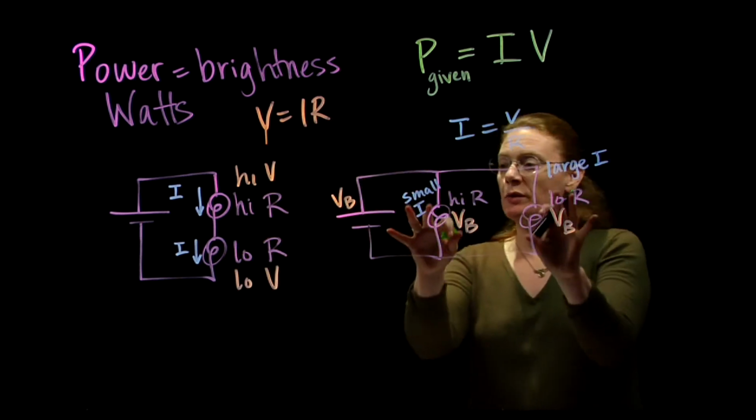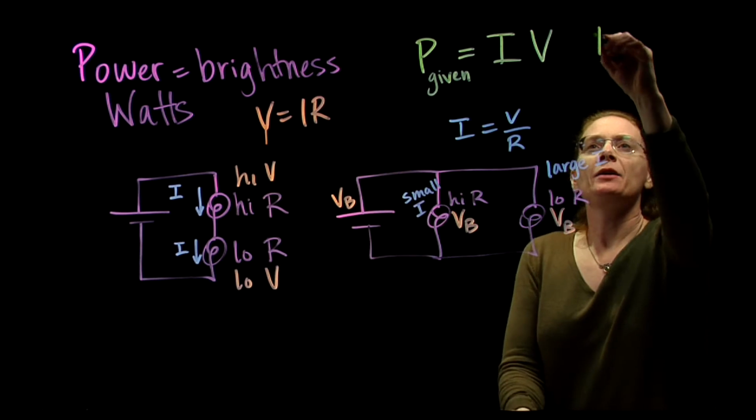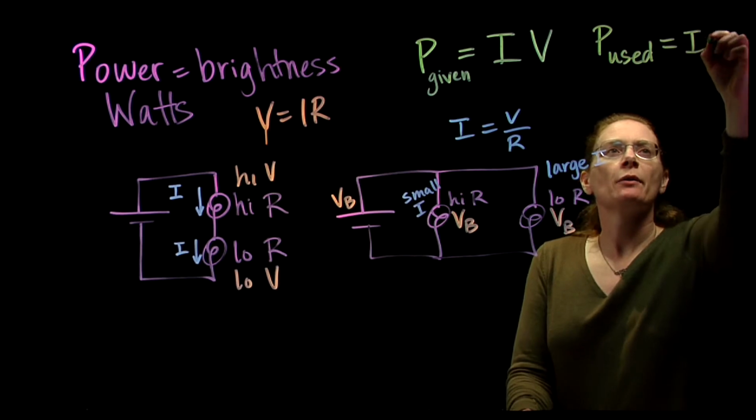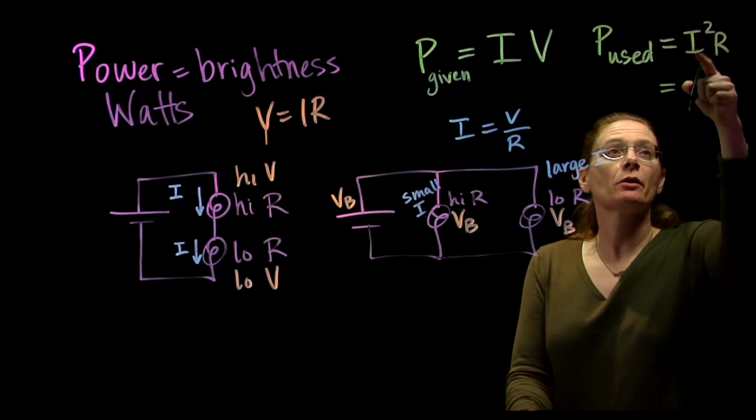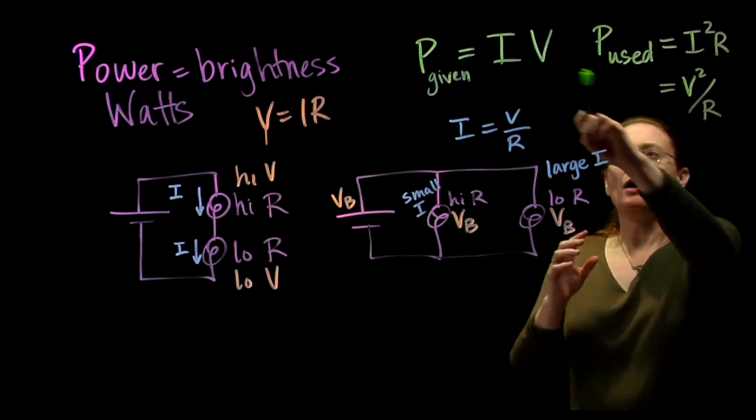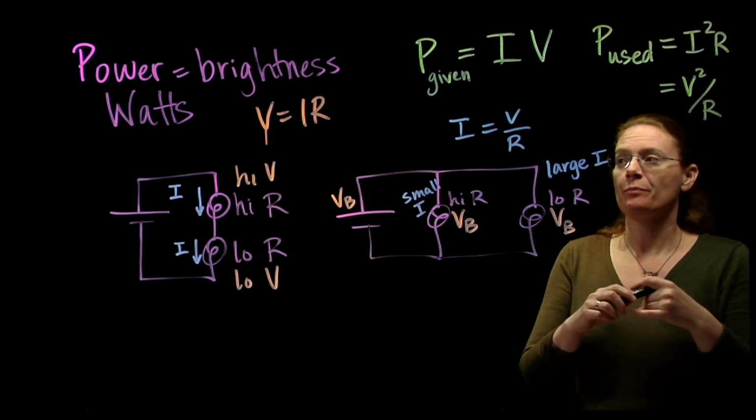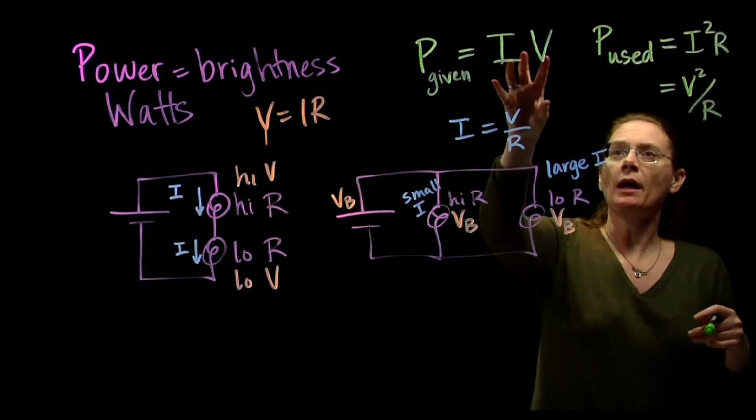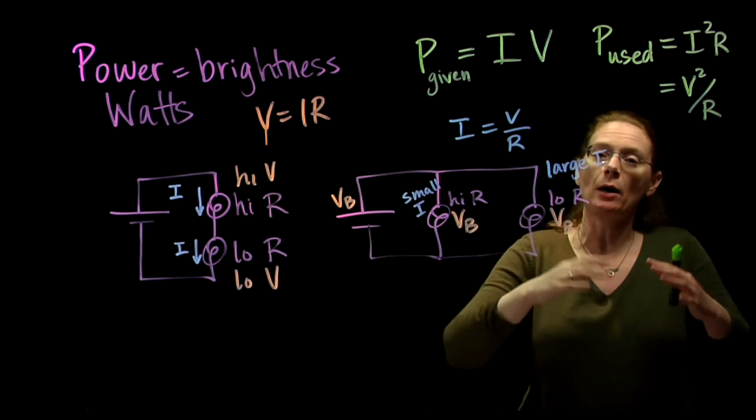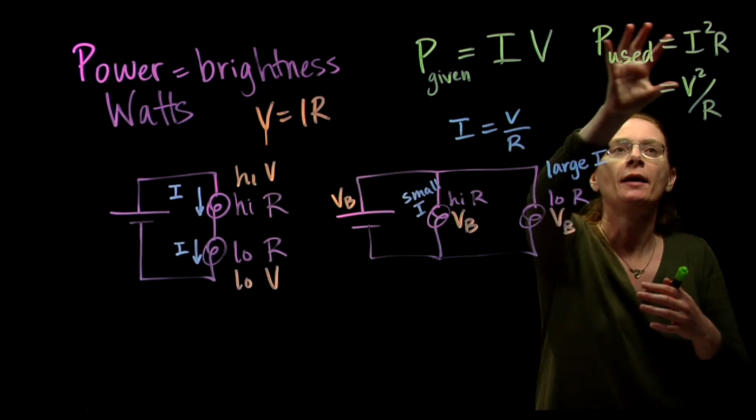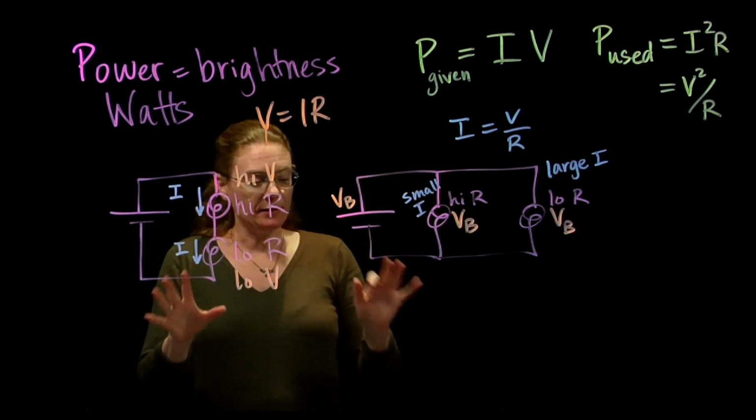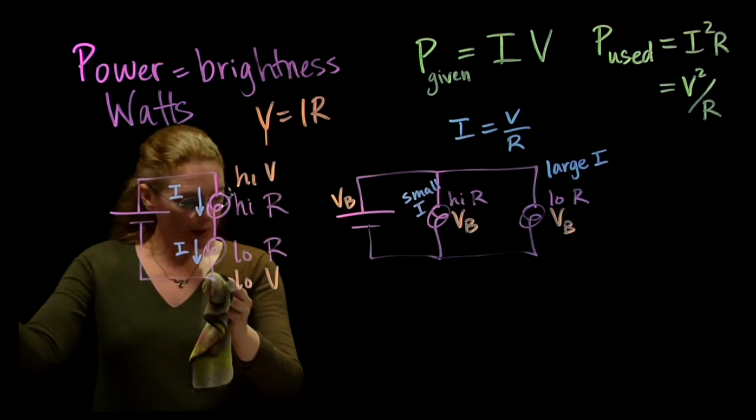But what resistors do, bulbs, resistors, they use up power. So the power used by a resistor, we can have two different forms of the equation. We can have it as current squared times resistance, or voltage squared divided by resistance. All three of these are mathematically equal because of Ohm's law. I'm not going to be too picky about which one you use, but I just want you to be aware that technically this is about the power given to a circuit by the battery or the power source. These are the power used by a resistor. So that's the basic idea of power and brightness.